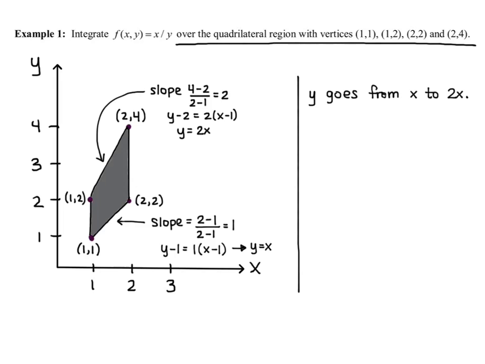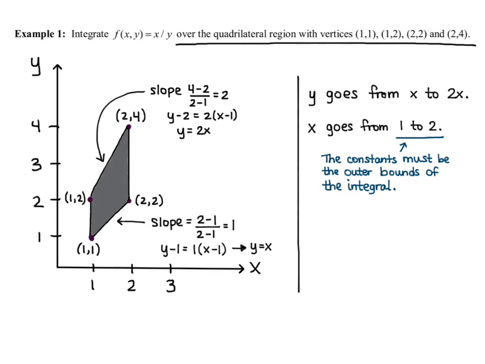Since the y bounds are expressed as functions of x, we know that the bounds for x must be constants, since the outer integral must have constant bounds. We can see from our shaded region that the left bound for x is 1 and the right bound for x is 2, so we say that x goes from 1 to 2. The constants must be the outer bounds of the integral, so we know that the order of integration will be dy dx.